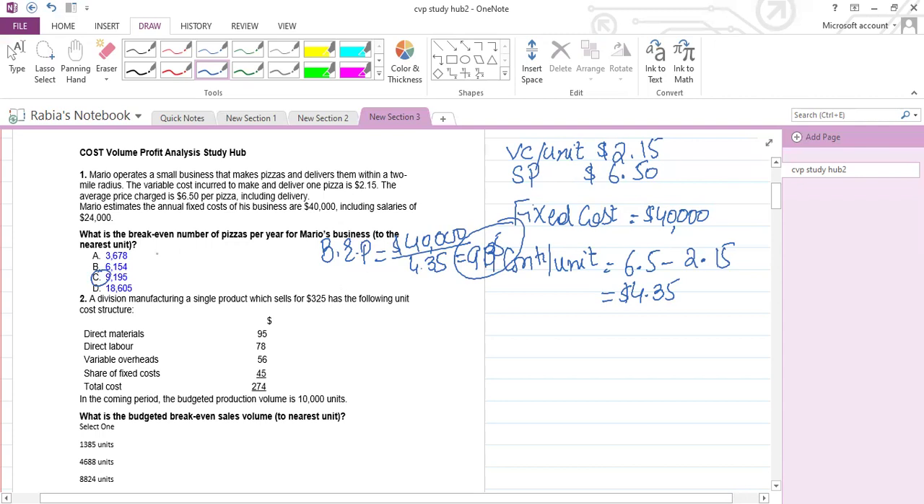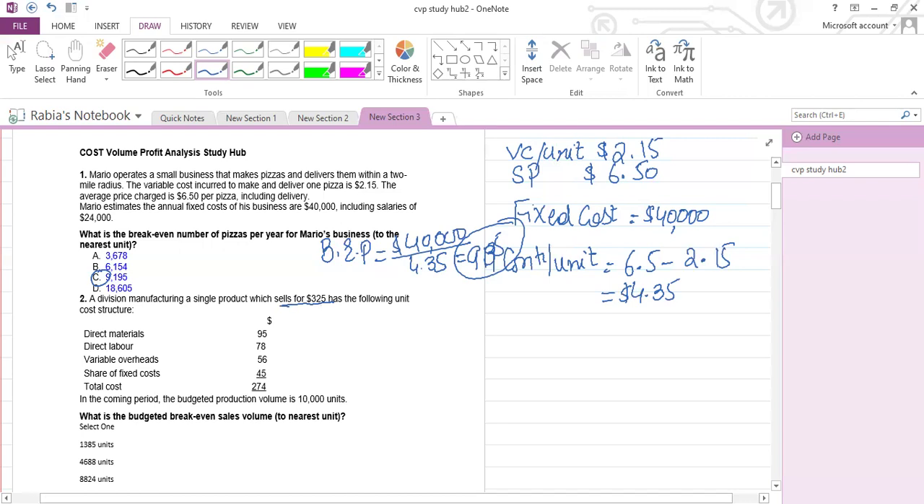Now, next question. A company manufactures a single product which sells for 325. What is the selling price? Selling price is 325, and it has the following unit cost structure. Direct material 95, direct labor 78, variable overhead 56, fixed overhead 45, total cost 274. In the coming period, the budgeted production volume is 10,000 units. What is the budgeted break-even sales volume to the nearest unit? You have to calculate the break-even units.